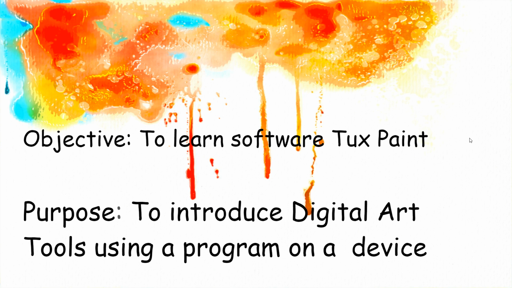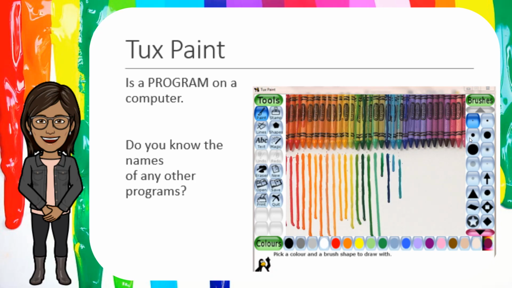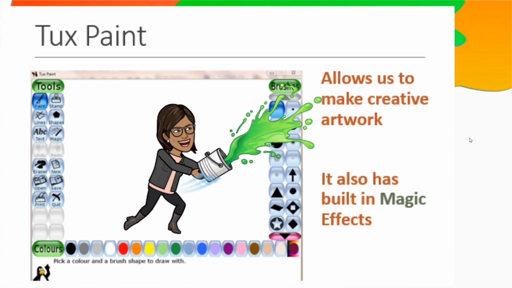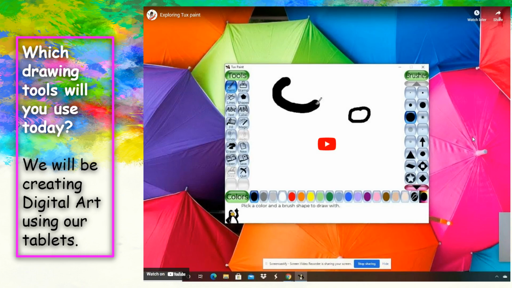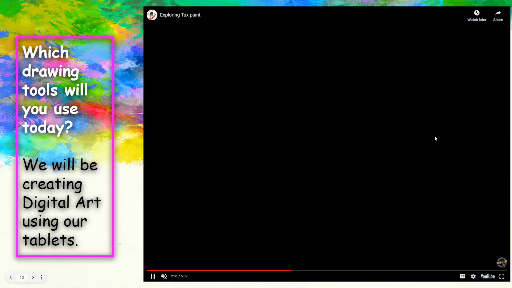Our objective for our littles: to learn the software Tux Paint. The purpose: to introduce digital art tools using a program on a device. The devices our students will be using will be our iPad tablets. Tux Paint is a program on a computer, and I asked the students to share other programs that they have used. Tux Paint allows us to make our creativity come alive using art, and it also has built-in magic effects. This is a short video that I made for the students.